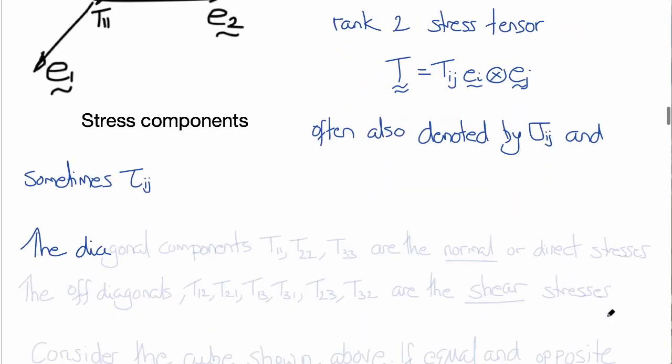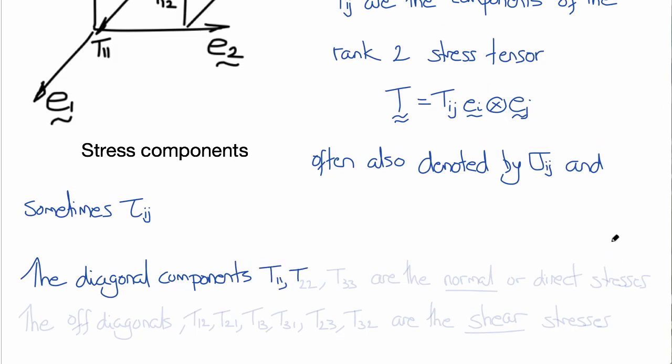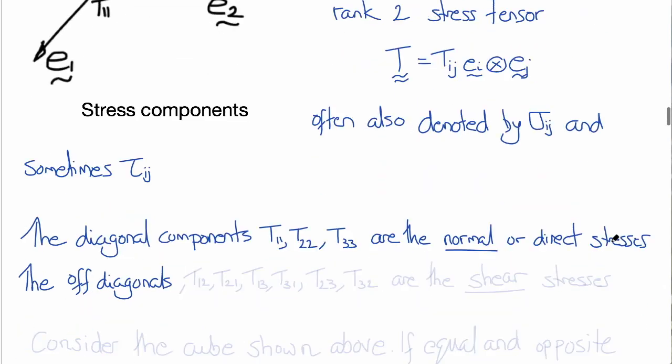So the diagonal components of the stress tensor, which are T11, T22, and T33, are the normal or direct stresses. The off-diagonals, T12, T21, T13, T31, T23, and T32, are the shear stresses.